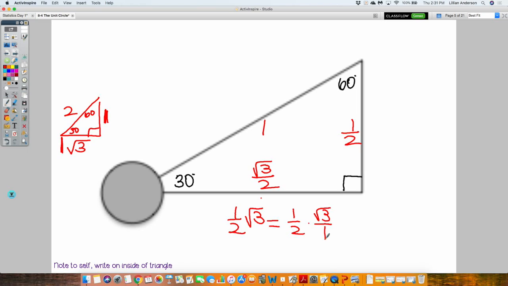Now, what we're going to do, did everybody write this into their triangle? I'm hoping you wrote it into your triangle. I wasn't doing this for poops and giggles.